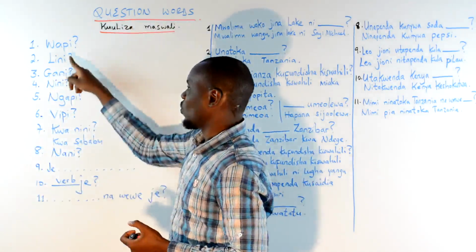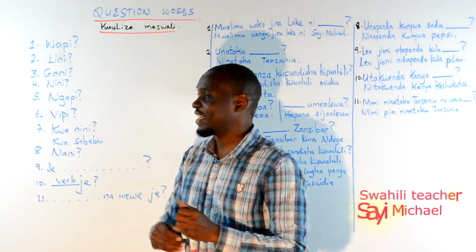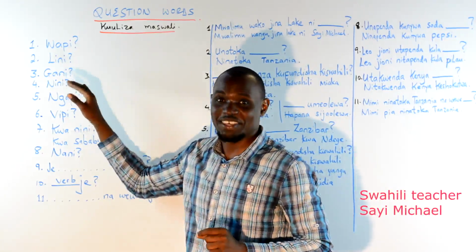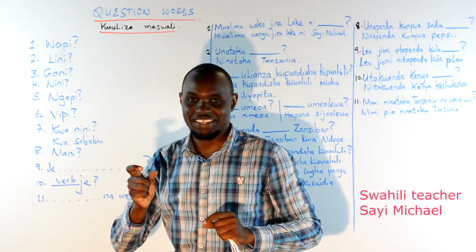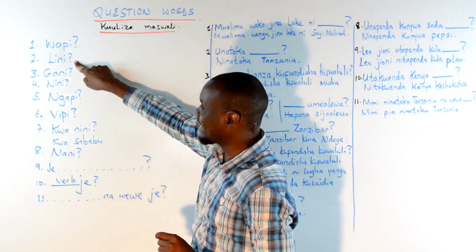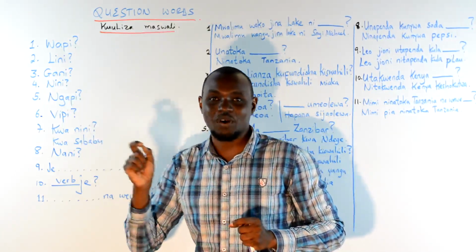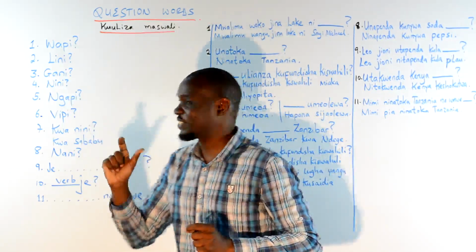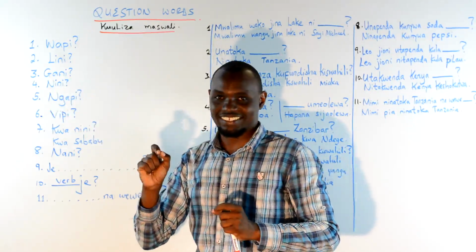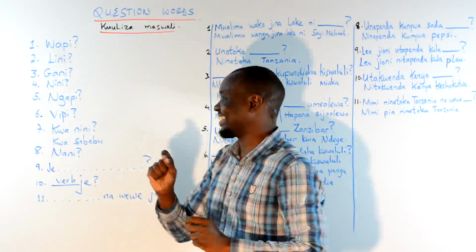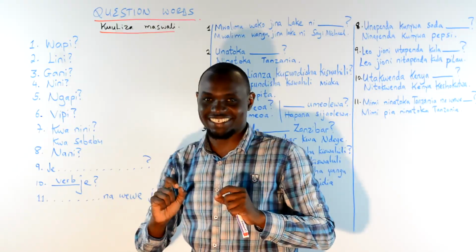Let's start. Wapi. Do you know wapi? Wapi is where. Where in Swahili is wapi. Lini. Lini is when. So, wapi is where, lini is when. Gani. Gani is which. What kind? What sort of? Gani, which. And nini. Nini is what. What is nini in Swahili? Ngapi. Ngapi is how many, how much.